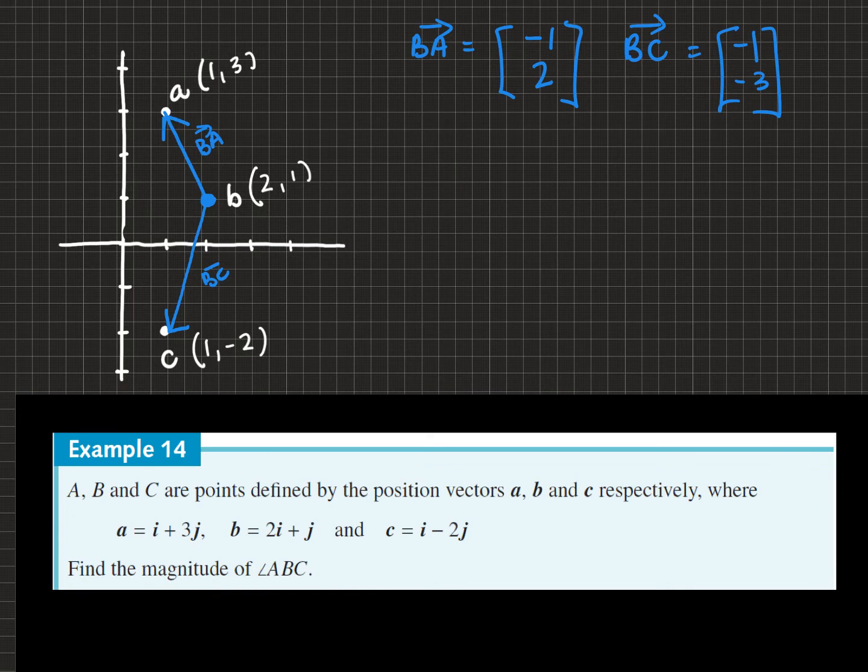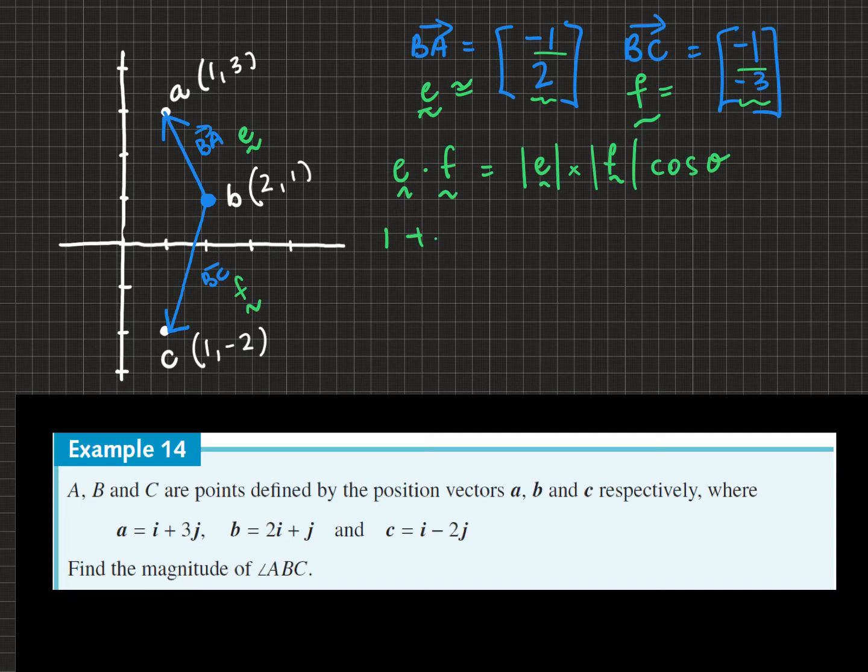Now, just to make the notation a little bit easier, I'm going to call this one vector E and this one vector F. Our dot product rule tells us that E dot F equals the magnitude of E times the magnitude of F times the cosine of the angle in between them. I can work out E dot F by multiplying this one by this one, plus this one by this one. That's going to give me negative 5.